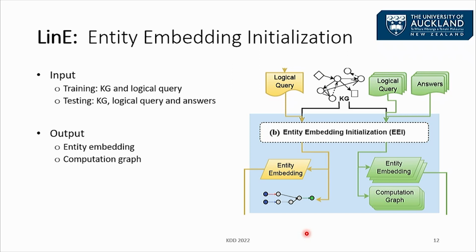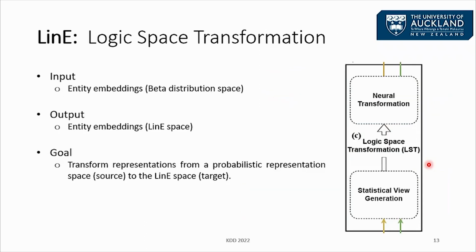Roughly 3 components. The first component: we wanted to derive the entity embeddings and also derive the computation graph. What we have been given as the input is the logical query itself, which is the yellow one, and also the large graph. Our output is the computation graph and all the embeddings for the entities. Because this is the initialization stage, you can choose any existing embedding approach to embed your large graph.